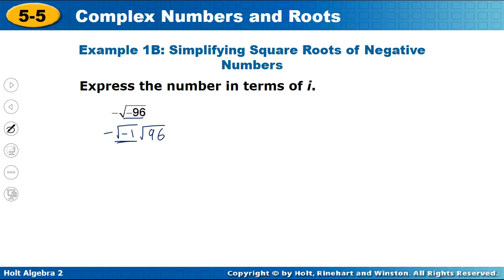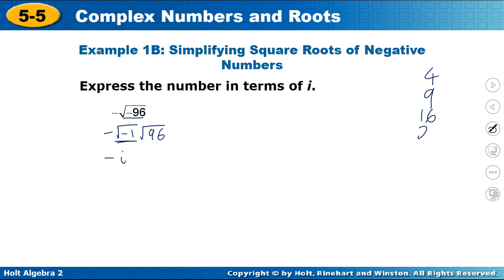Of course, remember we identify this as i, so I technically have negative i right now. And the square root of 96 is not a perfect square, because remember the perfect squares are 4, 9, 16, 25, 36, 49, 64, 81, 100, of course. So 96, which would be somewhere in between those, is not a perfect square. So let's simplify. We've simplified these in the past.